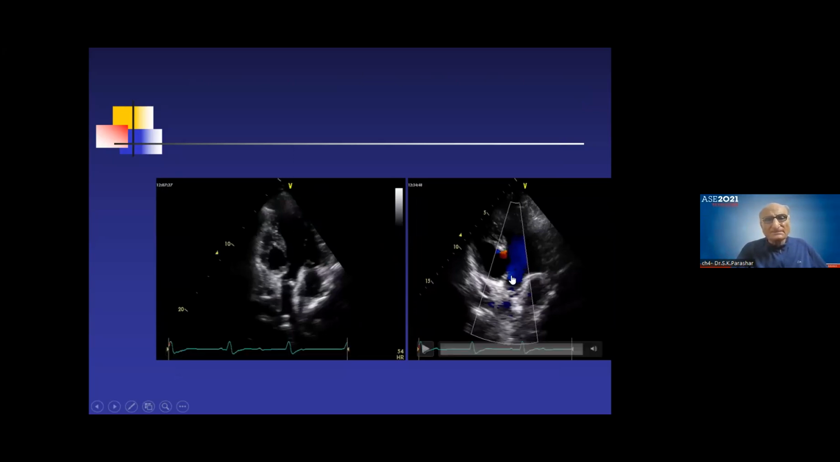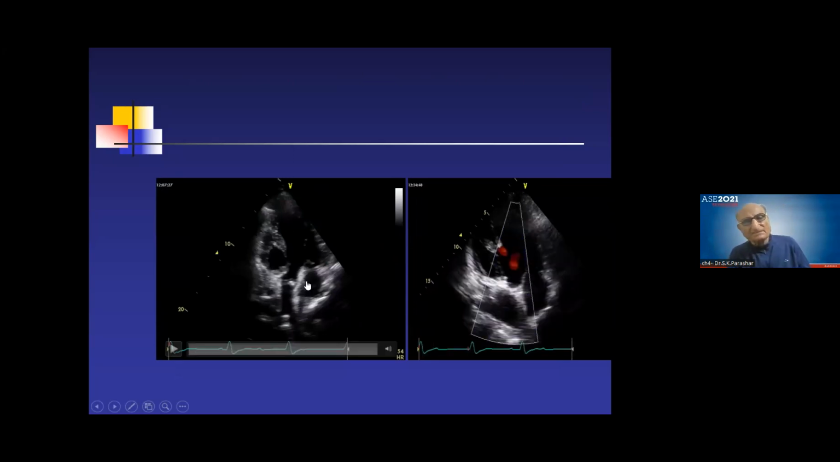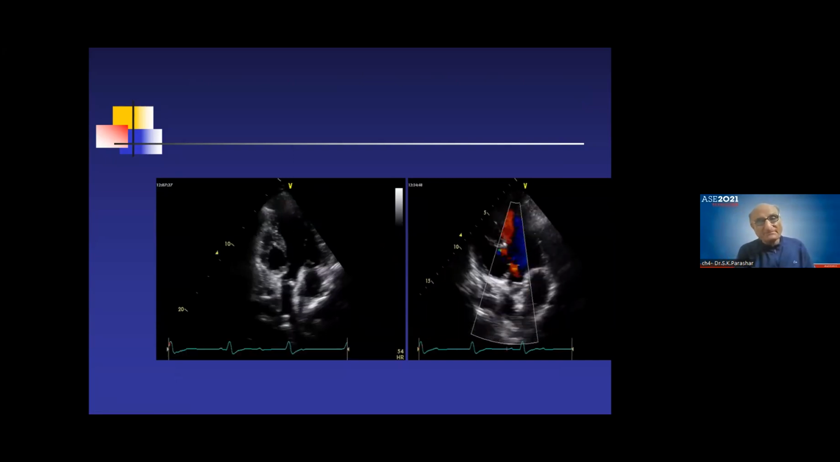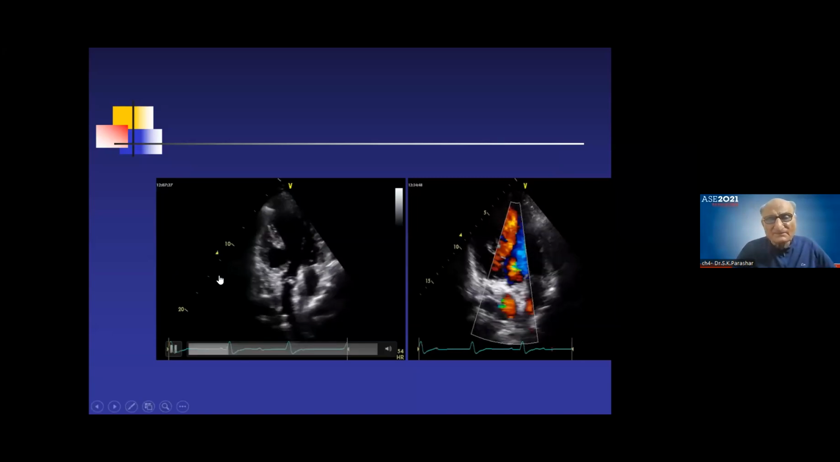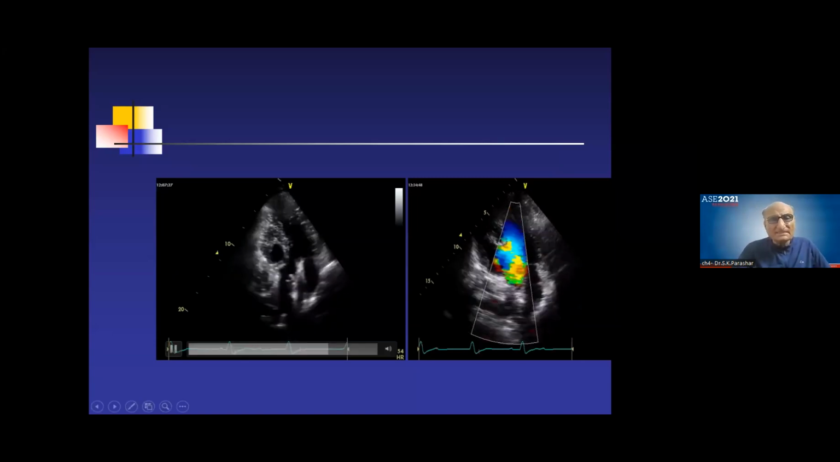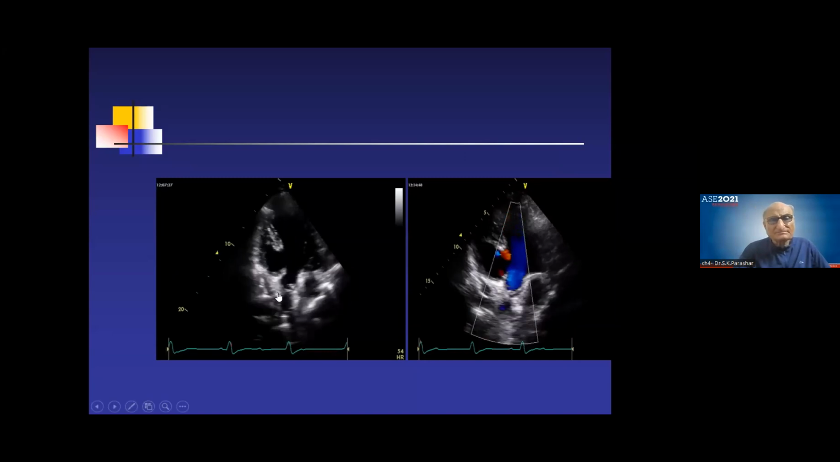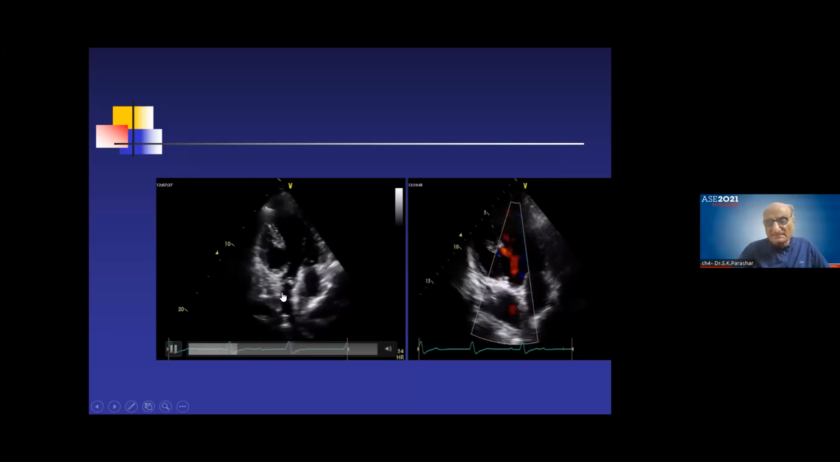Actually, this was a child whom I saw first at the age of 7 years, and then I met him when he was 33 years of age. At that time, surgery was not well developed, and he had a pulmonary stenosis also. So that is the single chamber.